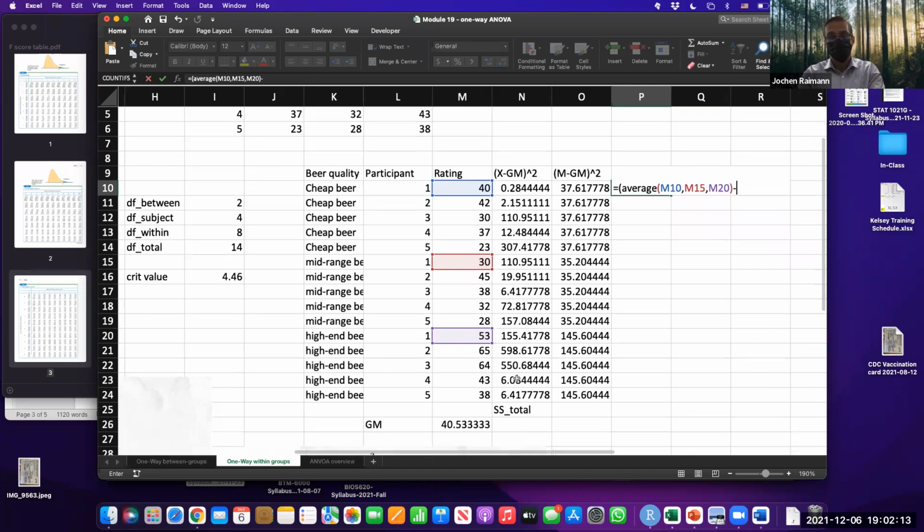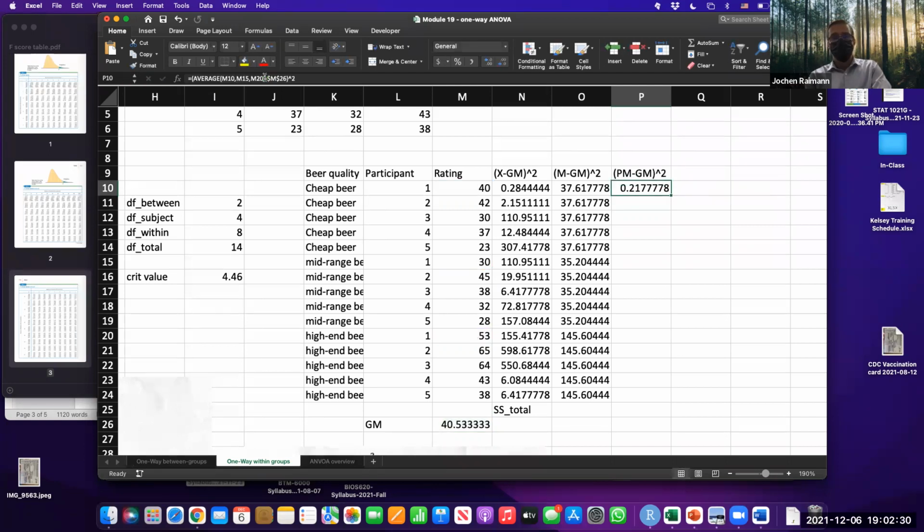What we need to log is the grand mean. So $M, $26. Parenthesis closed, squared. Okay. And now, do you drag it to the whole thing or just, no, not yet. No, just for participant 1. Just for these 5 guys, here you can do it.